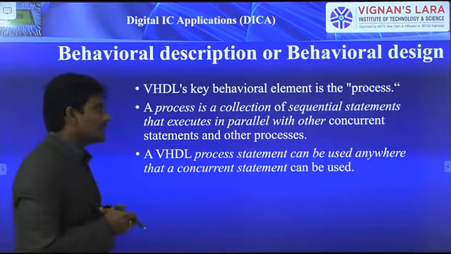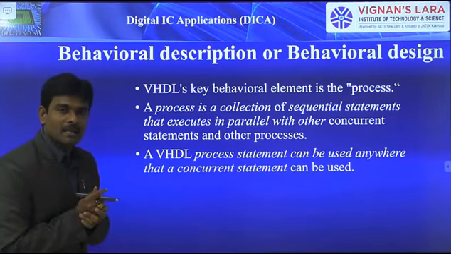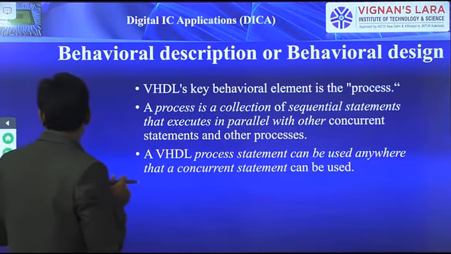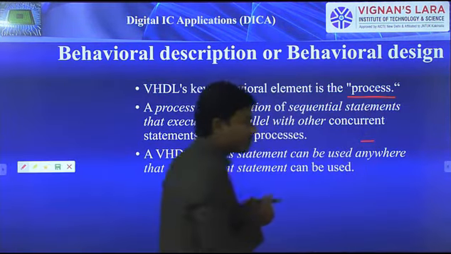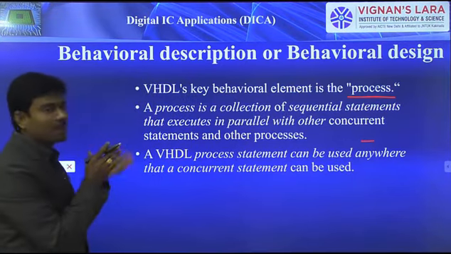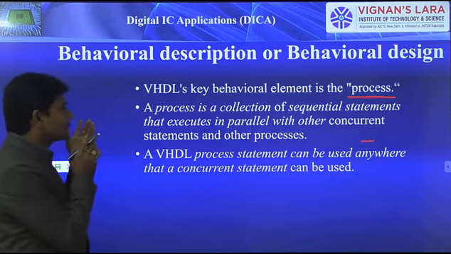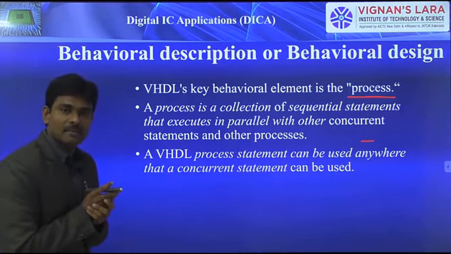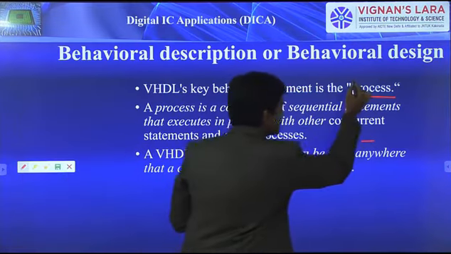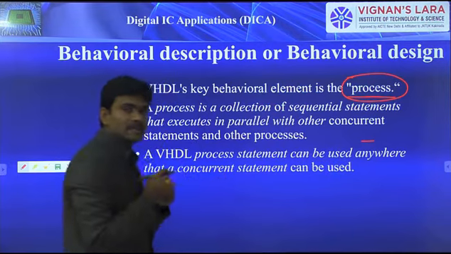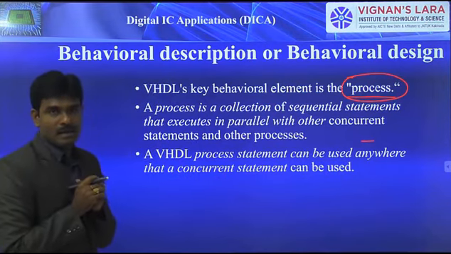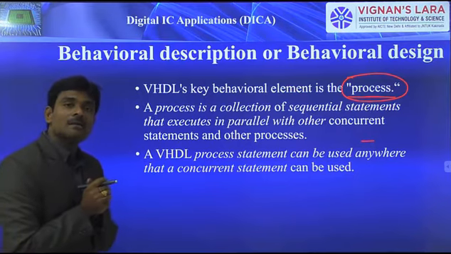Then, in behavioral description, the key element that we are using is the process. So that is what we indicated here, which is process. Without process there is no behavioral description. So the main key element that we use while writing a program in behavioral description is process, which is very, very important. In general, process is a concurrent statement.